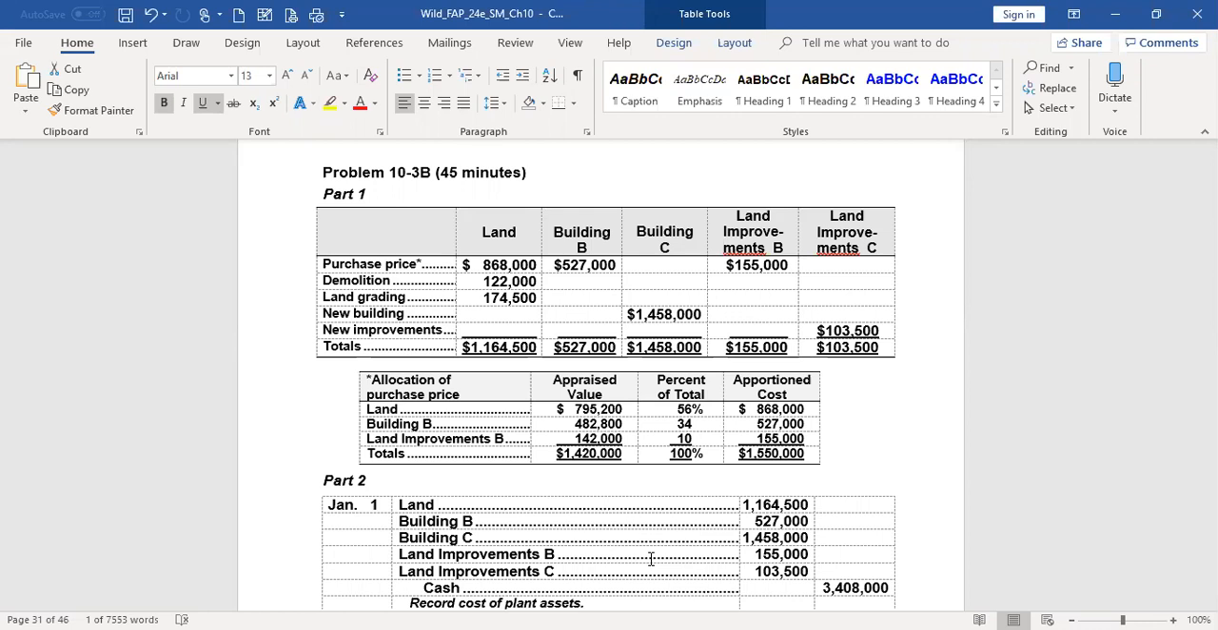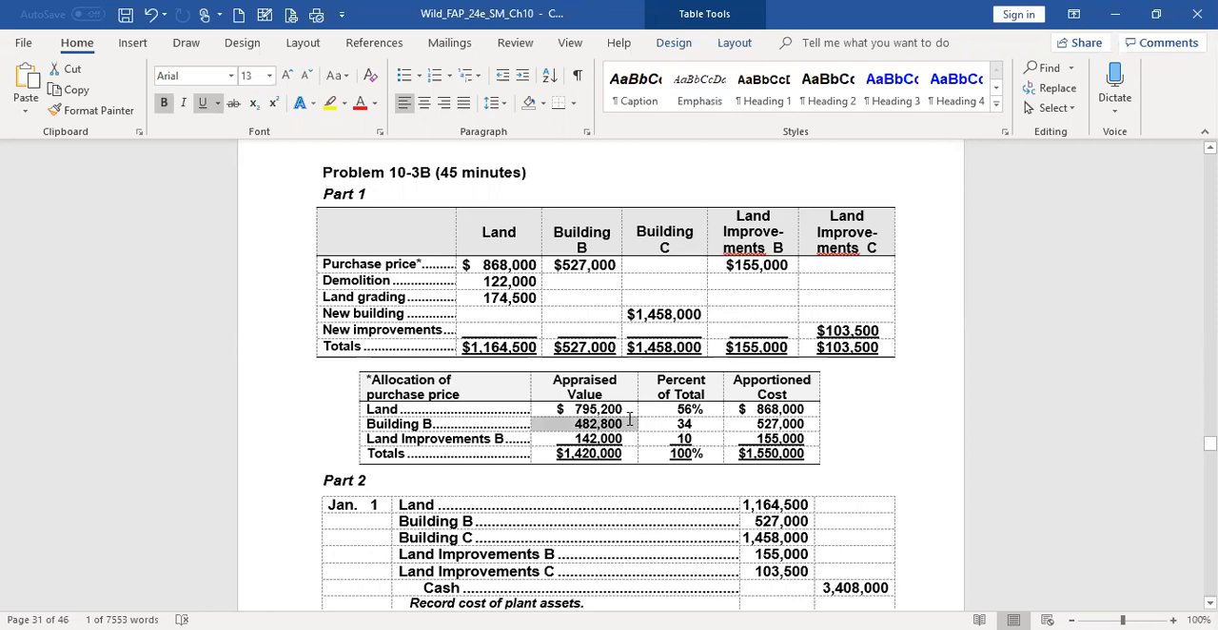So what we need to do is prepare a table with the columns you could see there: land, building B, building C, land improvement B, and land improvement C. The first thing we want to do is allocate the purchase price, that one fee we paid, $1,550,000, to the various assets we purchased. Now the land with the building that will be demolished is worth $795,200. Building B's fair value is $482,800.